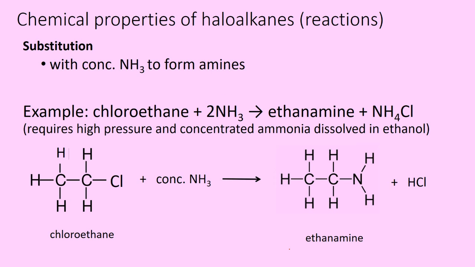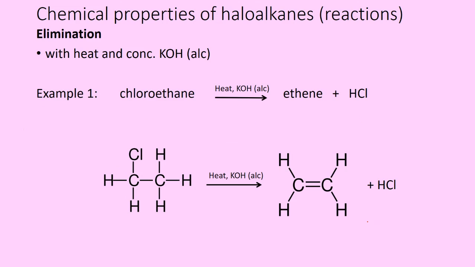The second one you need to learn is the ammonia one. So concentrated ammonia makes the amine. So here is our haloalkane, chloroethane. We're going to react it with concentrated ammonia, and this is going to be replaced with an NH2 group. Ethanamine is the name of this compound, and it makes HCl as well. But the main thing you need to learn is the organic compounds and how to draw their structures.